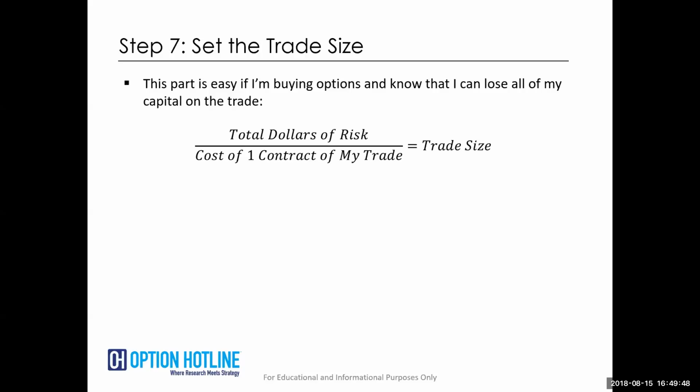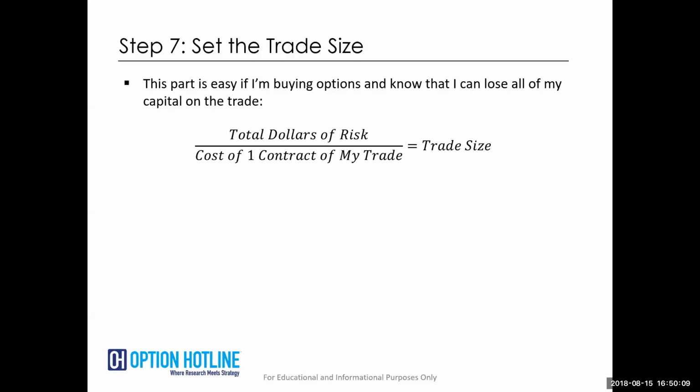Okay? And so when I'm setting it up, I take the total amount of money I'm willing to risk, and I just divide that by the cost of the contract of the trade that I've structured that maximizes my return when I hit my price target, and makes more if I overshoot.